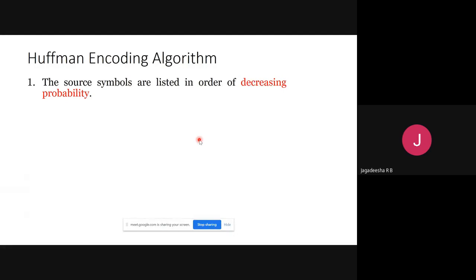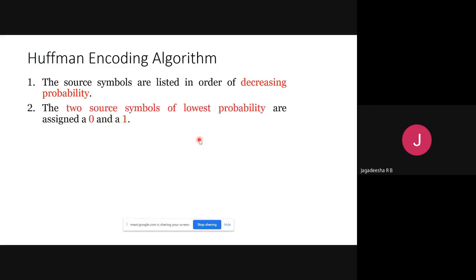That means we have a list of symbols, A, B, C, D, and so on. And they occur with different probabilities, 0.2, 0.3, 0.1, 0.05, and so on. So what is the first step if that is the input? The first step: the source symbols are listed in the order of decreasing probability. I have highlighted some of the terms here in a different color. So when we have the list of probabilities of different symbols, the first step is to arrange them in decreasing probability, highest probability first, lowest probability last. Next, the two source symbols of lowest probability are assigned 0 and 1. What's the meaning here?